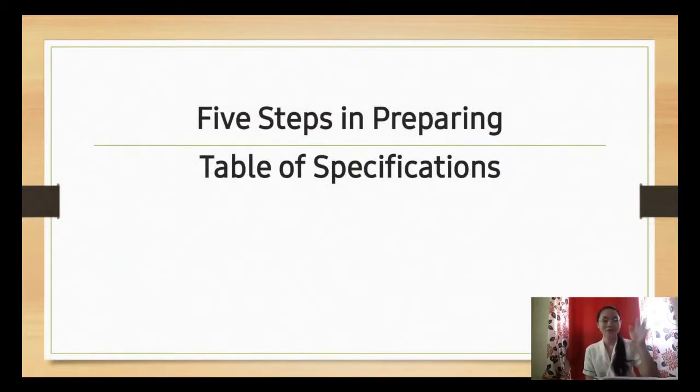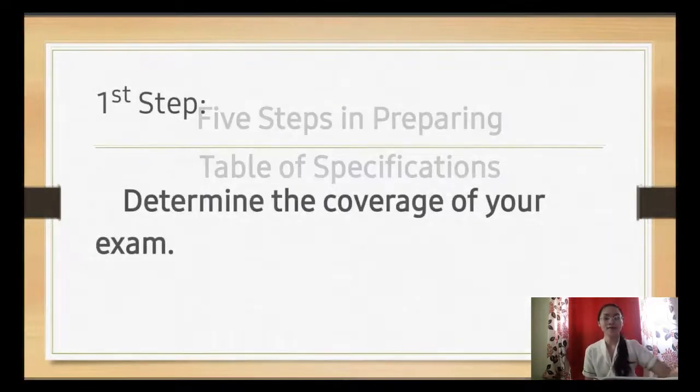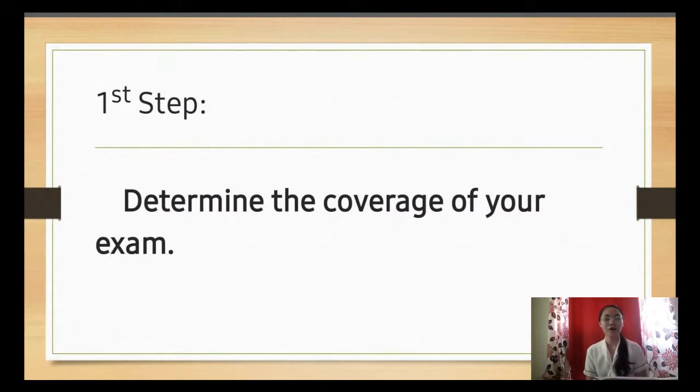And take note, there are 5 steps in preparing a table of specifications. The first step is to determine the coverage of your exam. The first rule in making an exam or creating a document called TOS is to make sure that the coverage of your exam is something that you have satisfactorily taught in class. Part of this is to select the topics that you wish to test in your exam. I know it is impossible to include all the topics in creating a test. I am saying that you need to select the most important topics only.